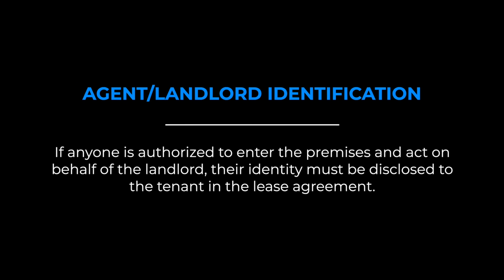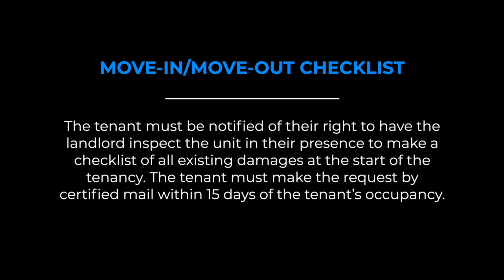In Maryland, there are a total of 6 disclosures that the landlord must provide to the tenant. Agent-landlord identification. If anyone is authorized to enter the premises and act on behalf of the landlord, their identity must be disclosed to the tenant in the lease agreement. Move-in, move-out checklist. The tenant must be notified of their right to have the landlord inspect the unit in their presence to make a checklist of all existing damages at the start of the tenancy. The tenant must make requests by certified mail within 15 days of the tenant's occupancy.